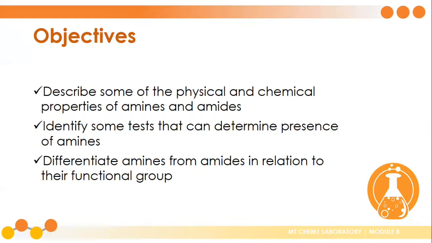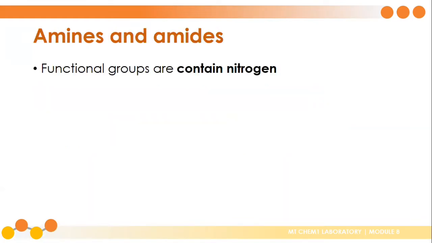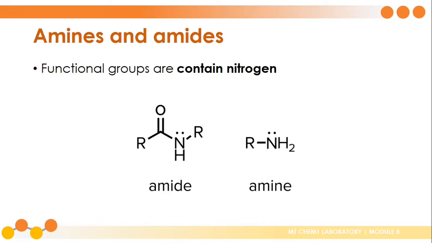So amines and amides both have functional groups that contain nitrogen. As you can see here, amides have the double bond O. Amines, on the other hand, only have nitrogen and hydrogen. So this is their primary difference. Amides have carbon, hydrogen, oxygen, and nitrogen, while amines only have hydrogen, carbon, and nitrogen.